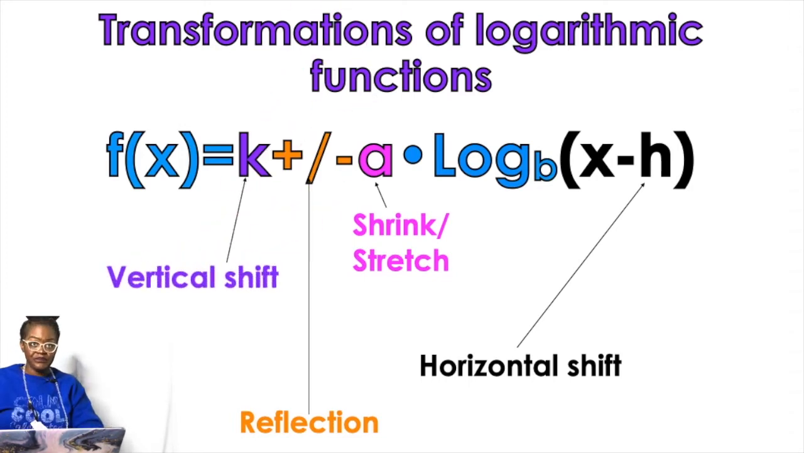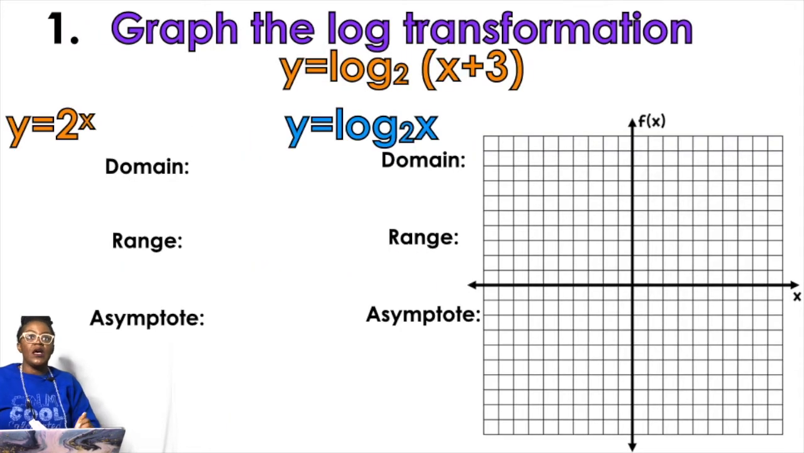And then K is still going to be my vertical shift, so it's still going to be my up and down, okay? So that's basically what we need to know about logarithmic functions. So a lot going on the screen. The problem is the orange problem at the top. Y equals log base 2, x plus 3.